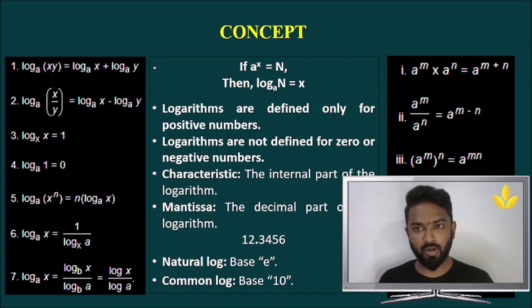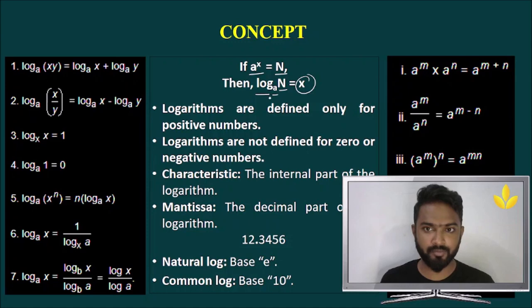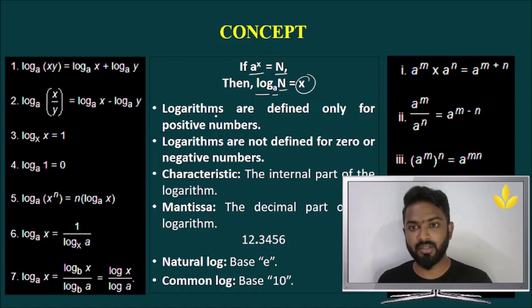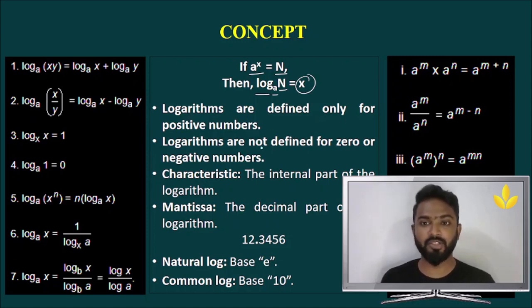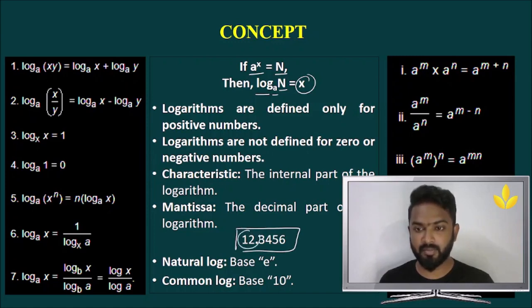When it comes to log, what does log actually mean? If a power x equals n, then we say that log base a of n equals x. This is the meaning behind log. A few facts about logarithms: logarithms are defined only for positive numbers, not defined for zero or negative numbers. And when it comes to a number like this, the integral part of it is called the characteristic, that is this part, and the mantissa is the decimal part of it, that is this part.